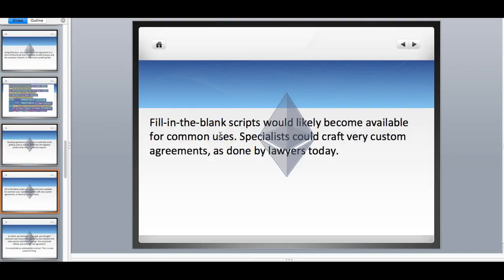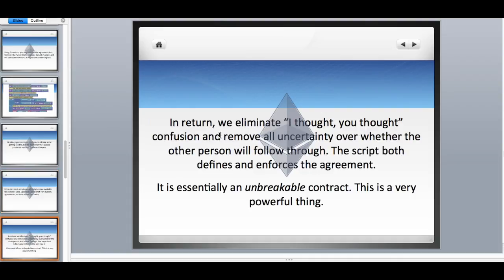Fill-in-the-blank scripts are likely going to become available for common uses. Specialists could craft very custom agreements, like the lawyers are doing today. So in return, we eliminate the "I thought, you thought" confusion and remove all uncertainty over whether the other person will follow through. The script both defines and enforces the agreement. It is essentially an unbreakable contract. This is a very powerful thing.